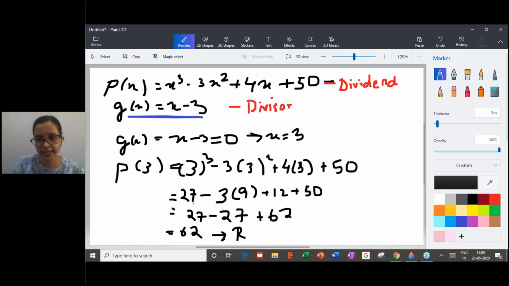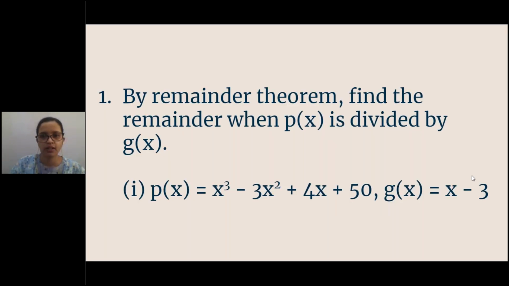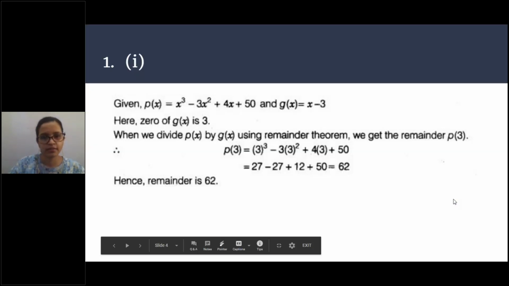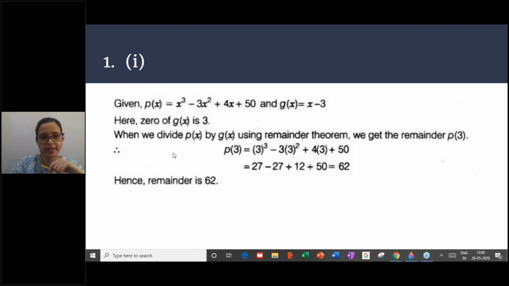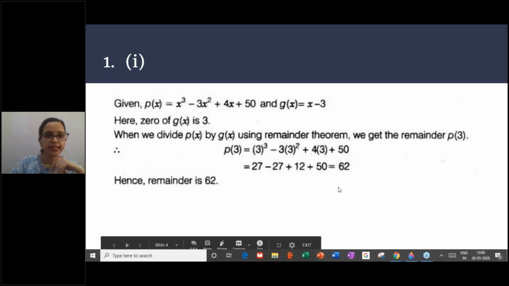Okay. Now let's see if you can solve on your own. This is the same thing I showed you on the board, in case you want to go through it. Zero of g of x is 3. Then you divide it using the remainder theorem. You get 62.